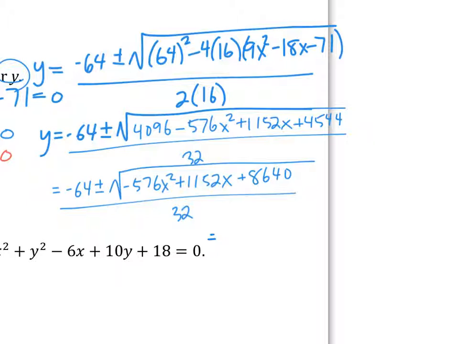I know none of us like big numbers. Well, we can. 576, negative x squared. Let's see. 1152 divided by 576 is 2. Very nice. Got a nice 2. And then 8640 divided by 576, huh? 15?